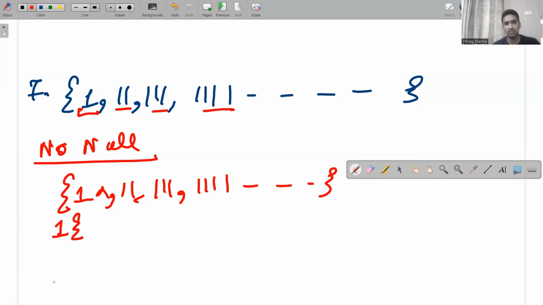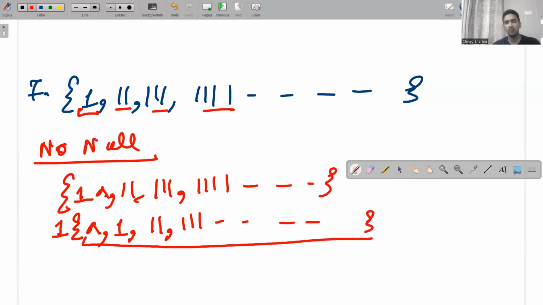I'm taking 1 as common. It means a concatenation of 1 is there. So 1 concatenated with null, null is left. 1 is taken as common, single 1 is left. 2 ones are left. 3 ones are left. Similarly, you have all numbers of ones, including null. So can I write this as 1 star in the form of a regular expression? And 1 was already taken as common. So the answer is 1 followed by 1 star.